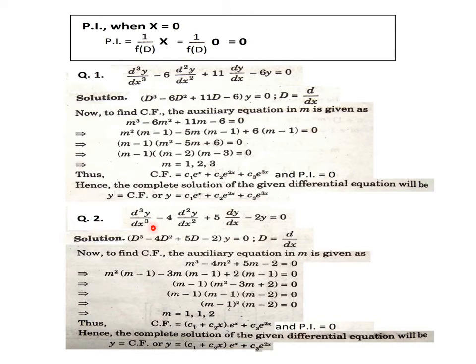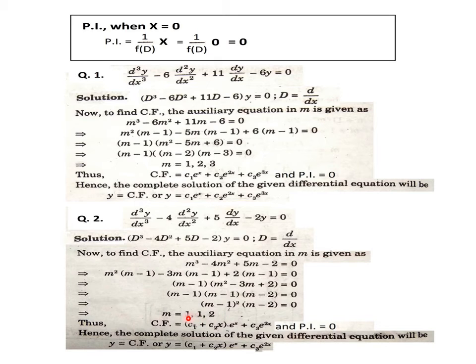d³y/dx³ − 4 d²y/dx² + 5 dy/dx − 2y = 0. By the similar process of capital D's assumption, it reduces to (D³ − 4D² + 5D − 2)y = 0. Y is taken as common as an operand here. And to find CF, the auxiliary equation is created as m³ − 4m² + 5m − 2 = 0. Another cubic equation, which is finally solved as m = 1, 1, 2. Means two roots are real and same, the third one is different.